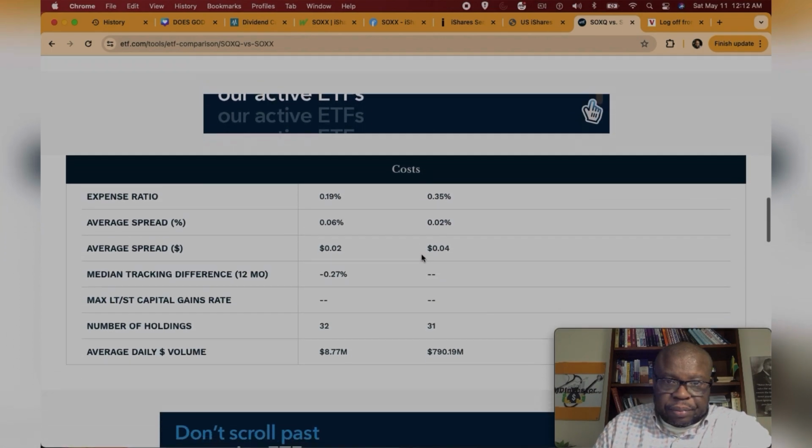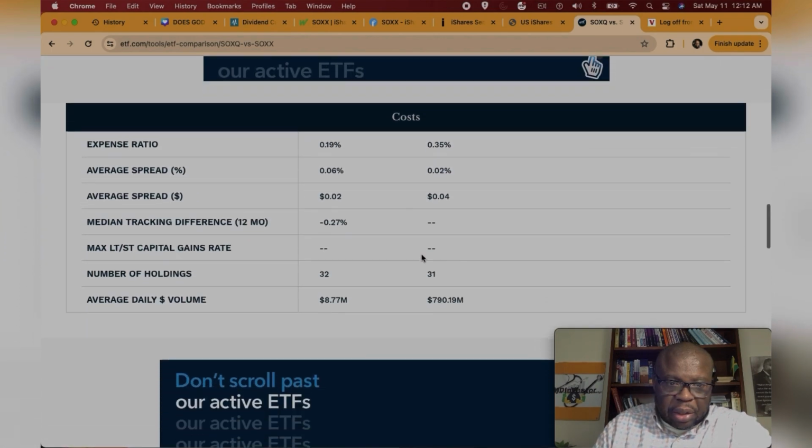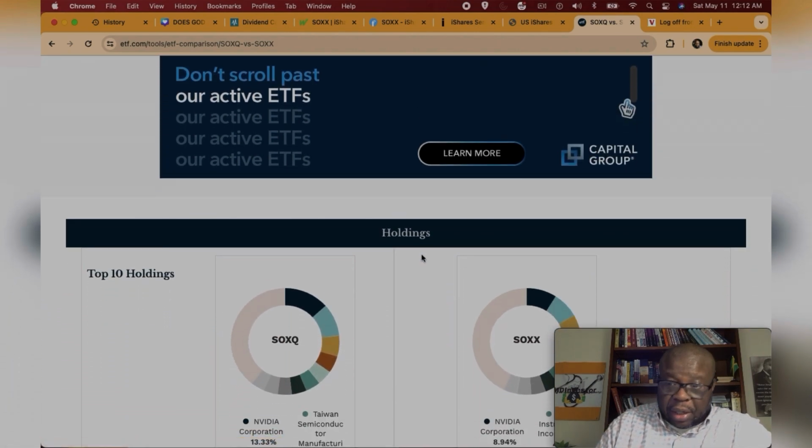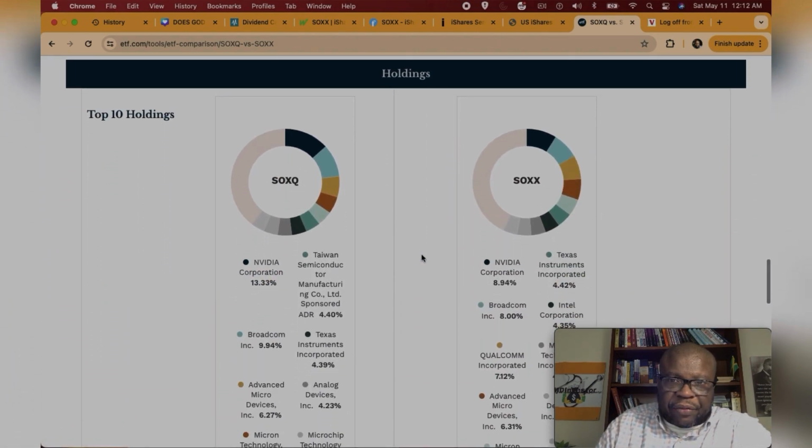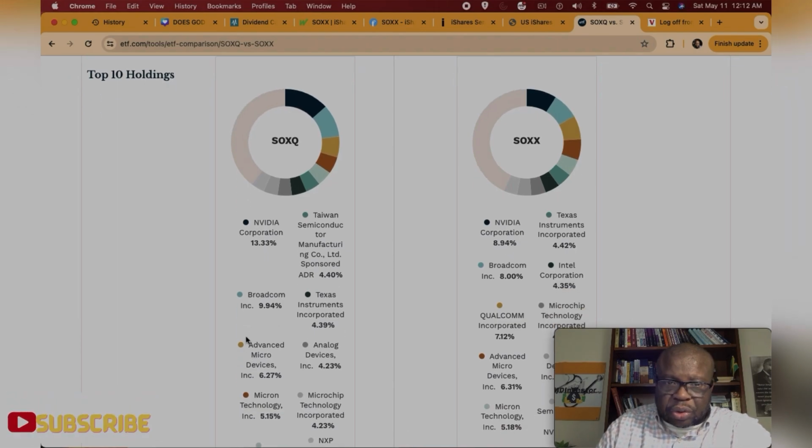So let's dig into the holdings. SOXQ again on the left and SOX on the right. We see NVIDIA is the top holding in SOXQ as well as in SOX, right? But in SOXQ, it's a little heavier weight. It's about 13.3%. In SOX, it's almost 9%. The number 2 holding in SOXQ is Broadcom at almost 10%. The number 2 holding in SOX is also Broadcom at about 8%.